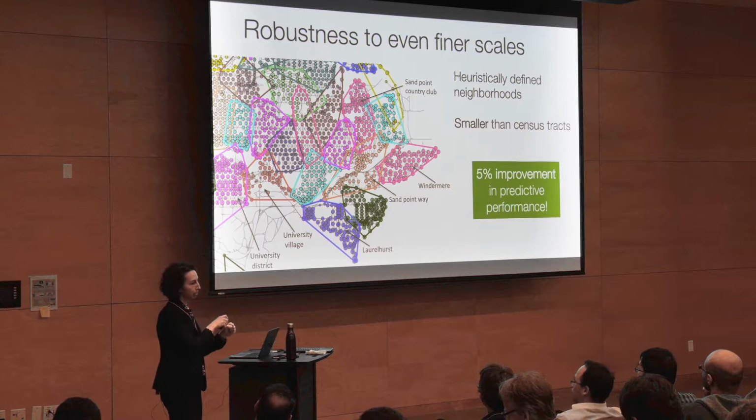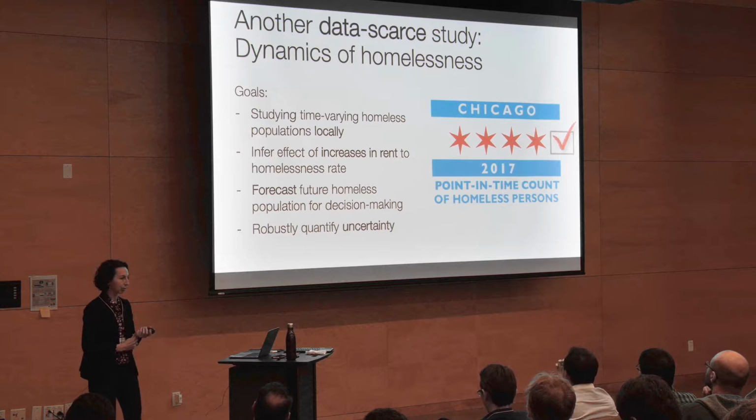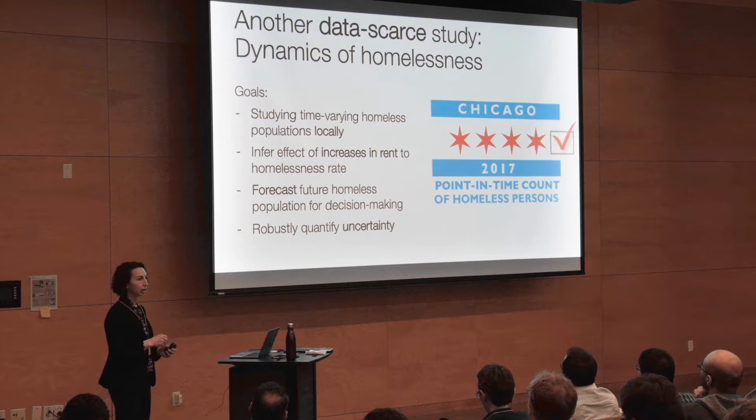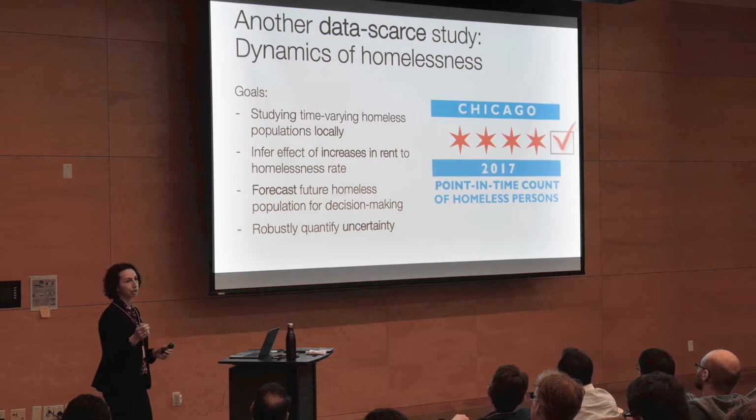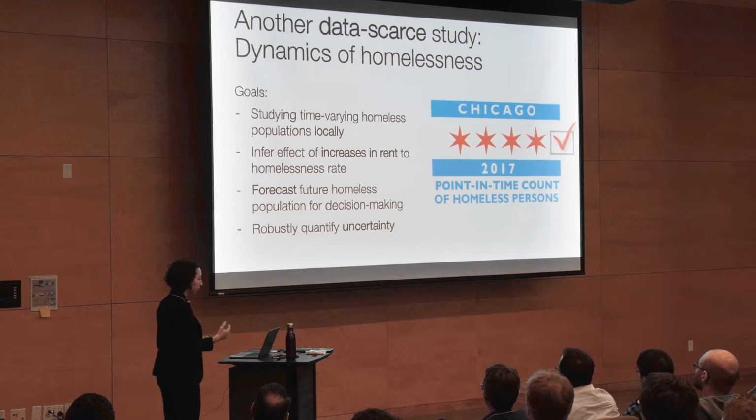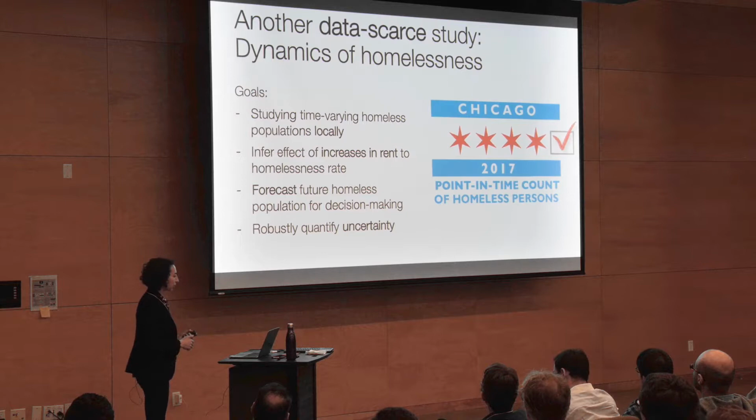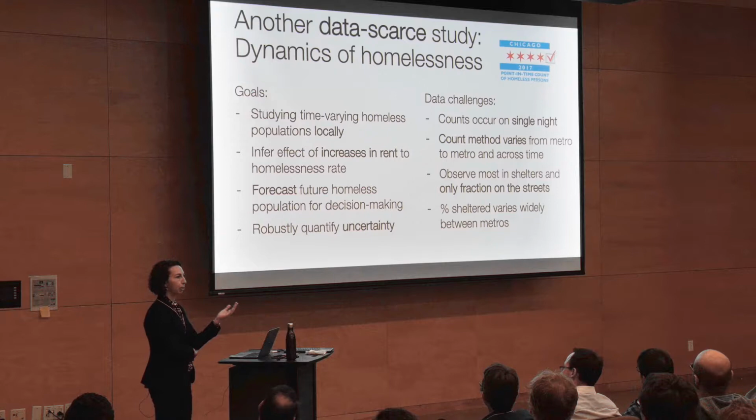So let's discuss another collaboration that my group's had with Zillow, where the goal here is to study the dynamics of homelessness. And one of the goals is also to assess how changes in rent level affect the size of the homeless population. And we also want to be able to produce uncertainty estimates because that's really critical to decision makers. So this is another really, really data scarce situation where every year volunteers go out with clipboards and literally try to count the homeless population.